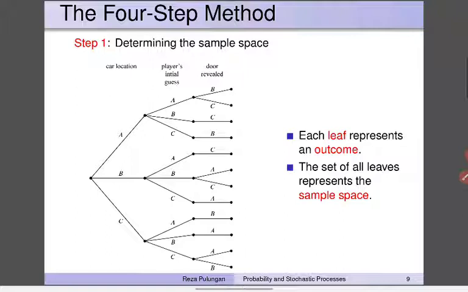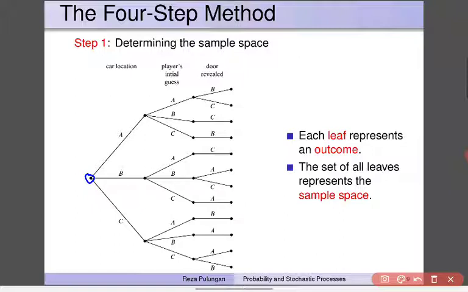This is an example of a tree diagram. Now, if you remember, there are three randomly determined quantities in our problem. The first one is the car location. So to form our tree diagram, first we have the root of the tree, and from this root we have branching, and the first branching is determined by the car location. Because there are three possible doors, we denote them by door A, door B, door C.